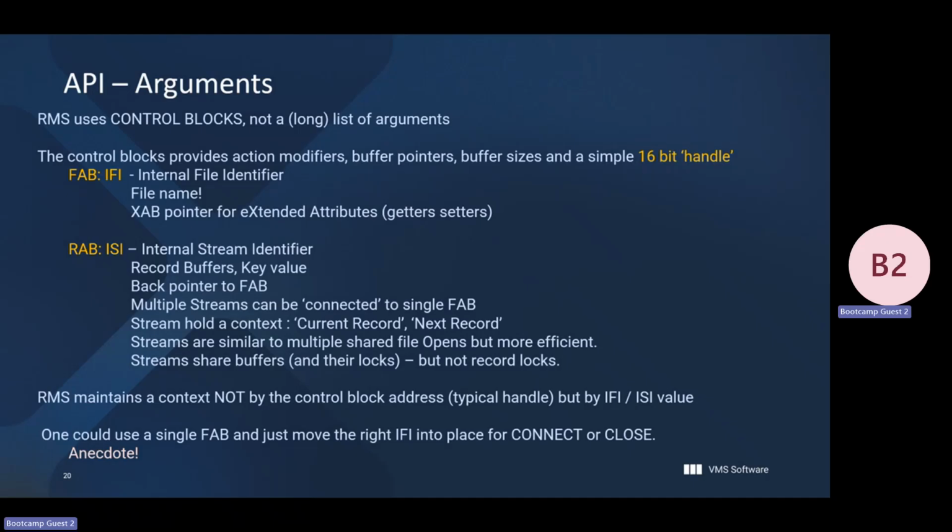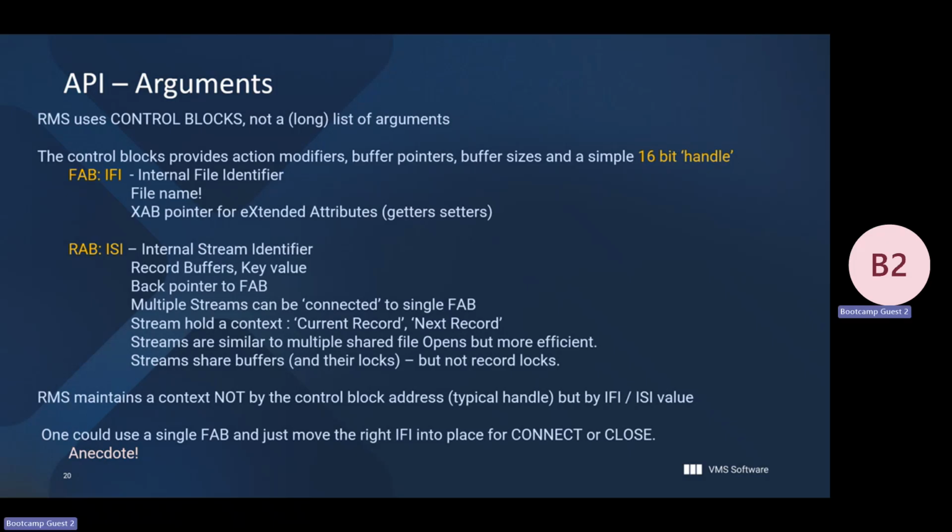So we don't remember the address of the FAB or the RAB. We remember an identifier that's stored within there. An ugly anecdote, not proud of it. 79 or so PDP-11s, no storage space, no memory space. Customer needs to open 200 files. We didn't have the room for 200 FABs. But the only thing that matters is the IFI.